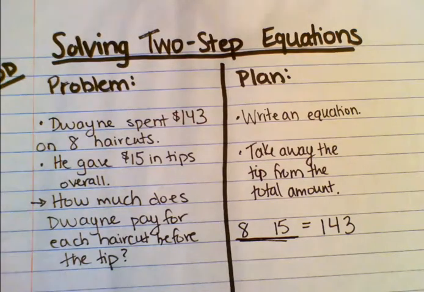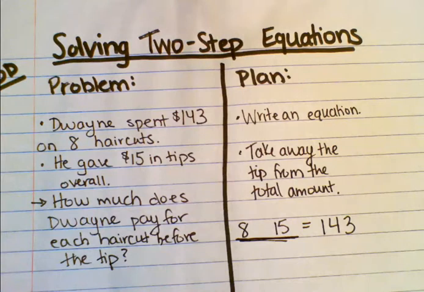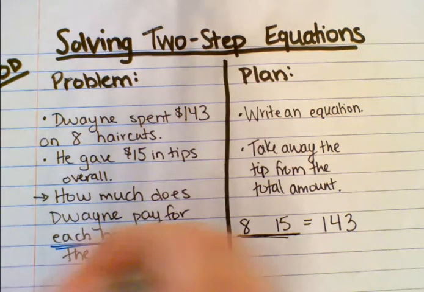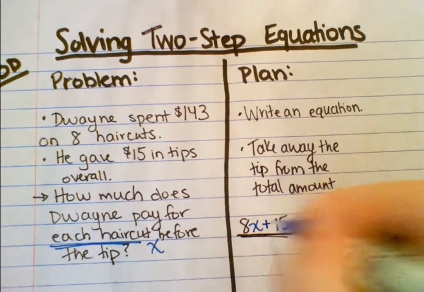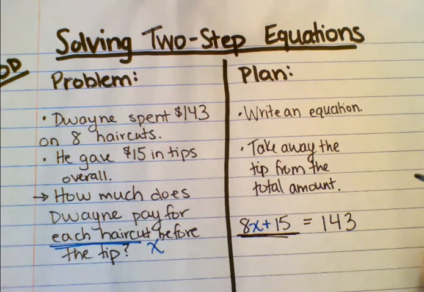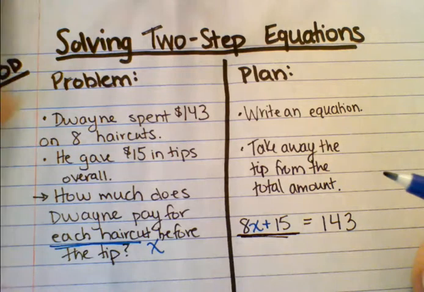We were trying to figure out how much did Wayne pay for each haircut before the tip. So we had an idea that we're kind of going to create an equation. We know that he spent $8 on each haircut. So maybe what we could do is we could have each haircut be our x value. So we could say 8 times x plus 15, because that was the total amount he spent on tips, equals 143. Okay, so let's work through it and see if it makes sense.